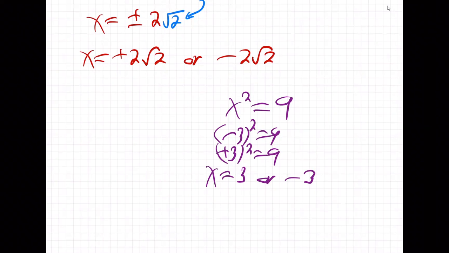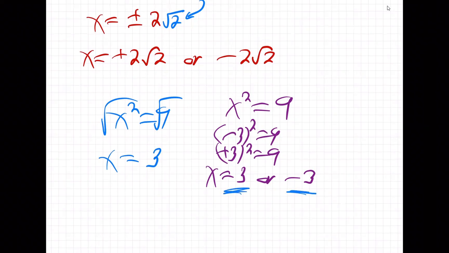Well, that's why you put the plus or minus. You see it now? If you just put the root and you don't put plus or minus, you're only going to get the 3. But we know real, true life, it's plus or minus. So you have to remember that.